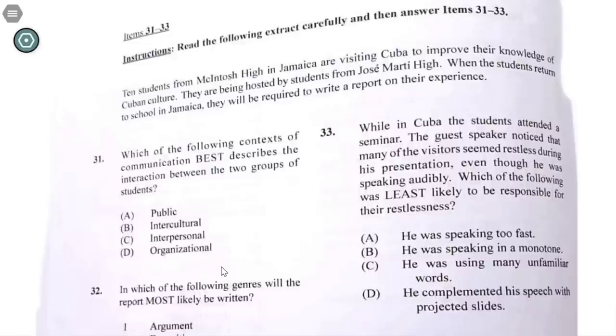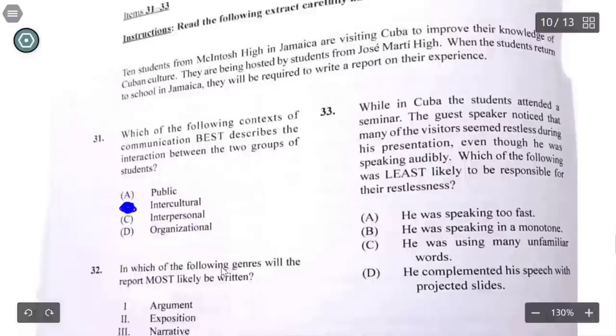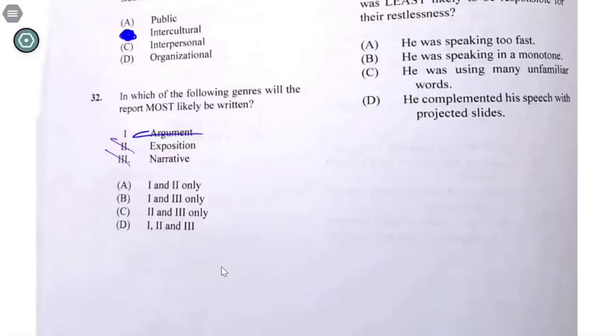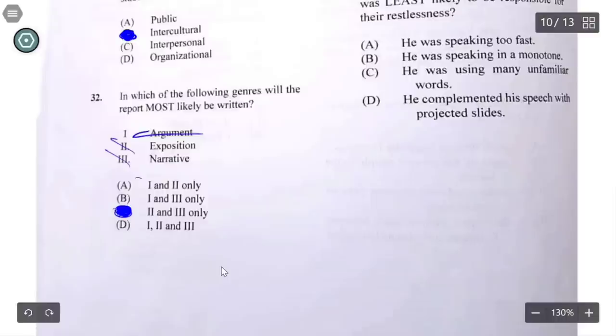32, which of the following genres will the report most likely be written? It would either be an exposition, like an essay, or a narrative, but it will not be an argumentative piece. So it's two and three. So C. So any answer with one in it basically is out. So A, B, and D are out. So the answer is C for that one.